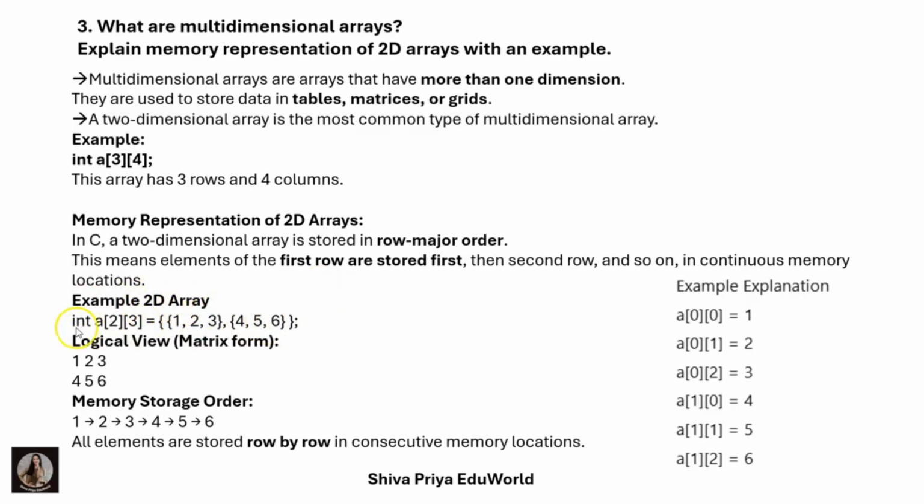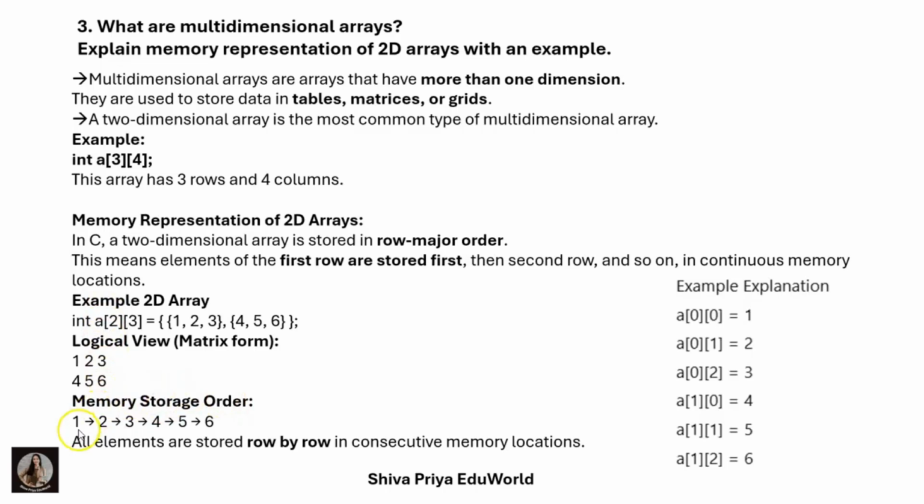Example of a 2D array once again. int A[2][3]. Here 2 rows and 3 columns. I have 2 rows: 1, 2, 3 is one row, and 4, 5, 6 is one more row. For 3 columns, 1 and below it 4 will come, 2 and 5 will come, 3 and 6 will come. Clear about this? Here the logical view of the matrix form is 1, 2, 3, and below that I will get 4, 5, 6. Clear? You can see 2 rows and 3 columns. This is the matrix form representation, the logical view of this example.